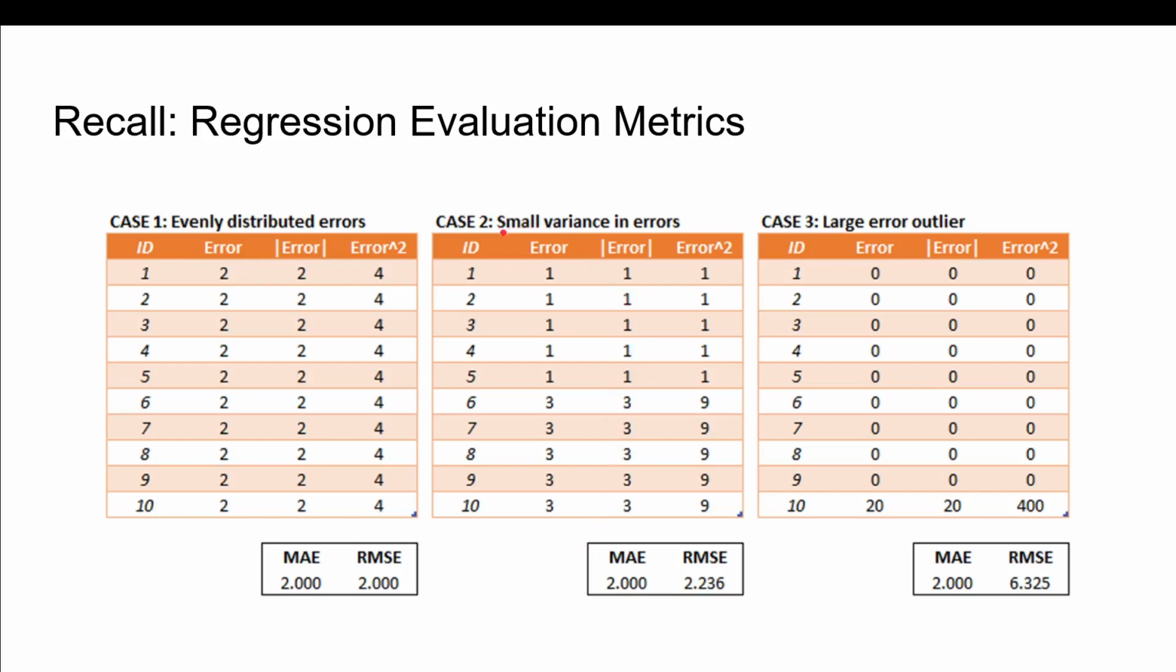When there's small variance in errors, it's quite different compared to MAE and RMSE. But for this large error outlier, it would give RMSE a very high error. Meanwhile, this MAE still produces the same result. So if you want to avoid this kind of error in your models, then you should use RMSE. The way you can utilize this is, if the RMSE is very high, that means you have to adjust the model again.